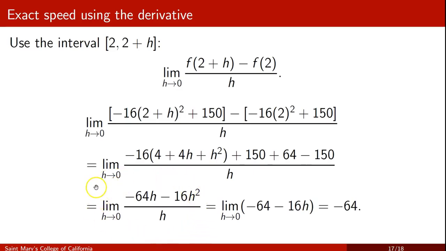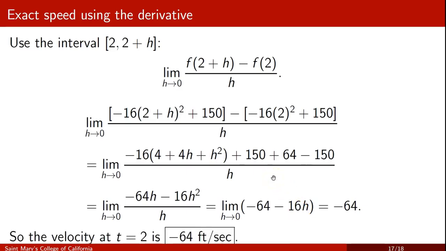And this is what we're really looking for. If we can cancel out the h's, that problem of having that 0 in the denominator goes away. And that's exactly what happens here. We cancel out the h's, since there's an h in both terms. We're left with minus 64 minus 16h, and of course this is easy. As h goes to 0, this piece just disappears. So we're just left with minus 64, and again that's what we guessed numerically. The velocity at time equals 2 is minus 64 feet per second.